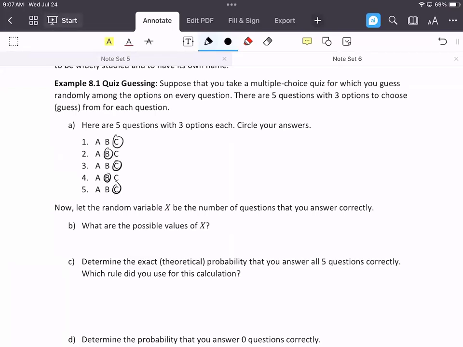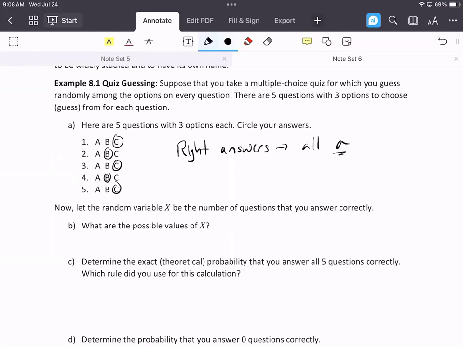Well, I didn't have any other information. There's no information here, so I just chose C, B, C, B, C. Okay. Well, are those the right answers? Well, no, actually, if you had the answer key in front of you, they're all A. Yeah, all right. So how did I do with my guessing? Well, hopefully you can see right away, I got none right.